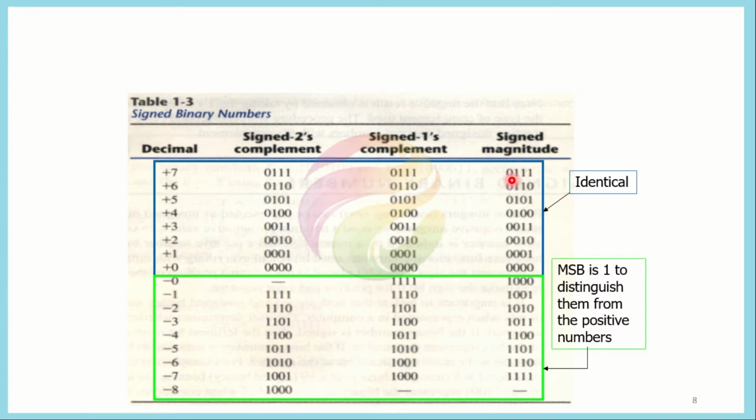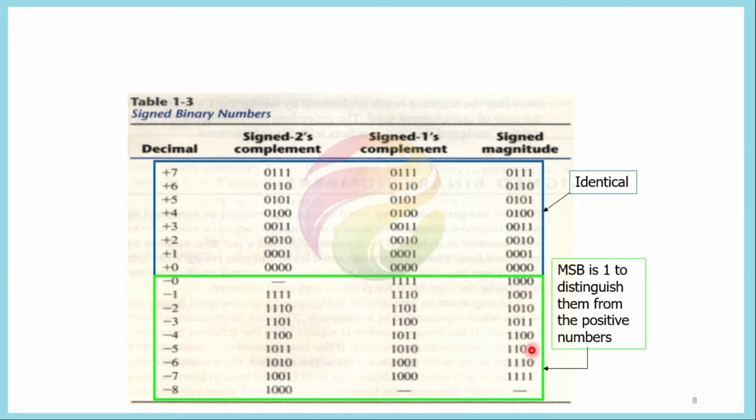For example, this +7 is represented in sign magnitude form. The 0 represents that it is a positive number, while 111 represents the magnitude of 7. So this represents +7. Similarly, for +5, the 0 represents that it is a positive number, and 101 represents that its magnitude is 5.